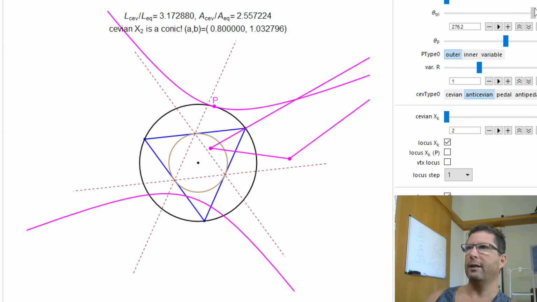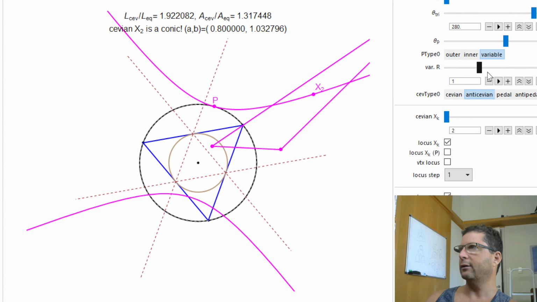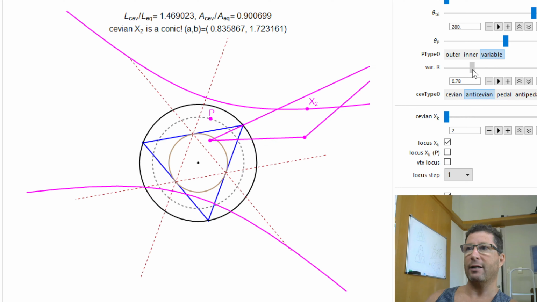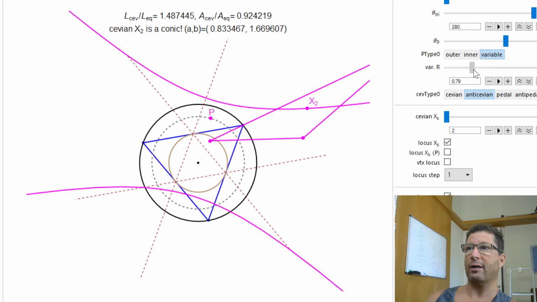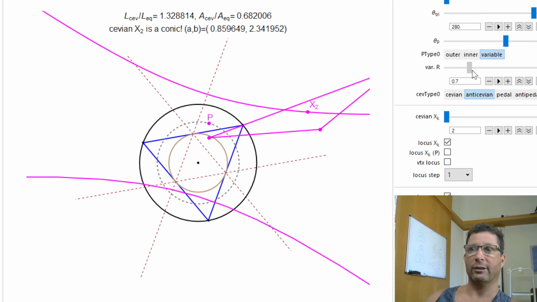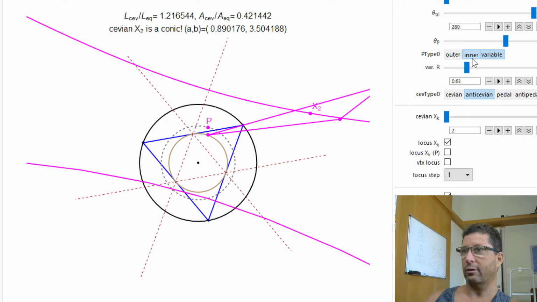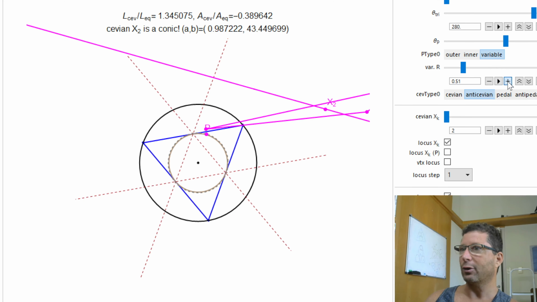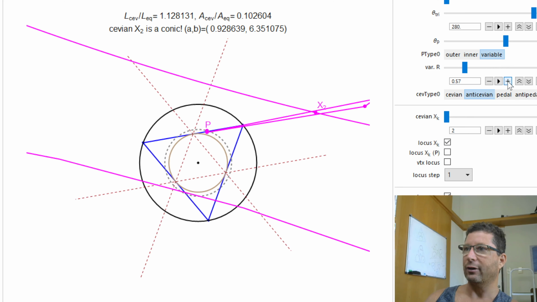Let's move P away from the circumcircle just a tad, right there. Because everything is projective, the locus of x2 remains a hyperbola. Let's move P now inside the circumcircle, still a hyperbola, and then we get a very nice phenomenon. You can see here that this hyperbola is straightening out as P approaches the incircle. When P is on the incircle, and let's actually just move it a tad outside of the incircle so we actually see the phenomenon. There you go.